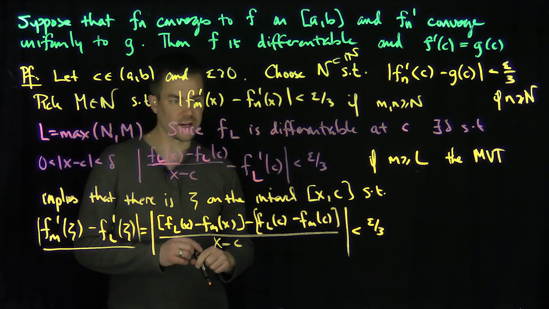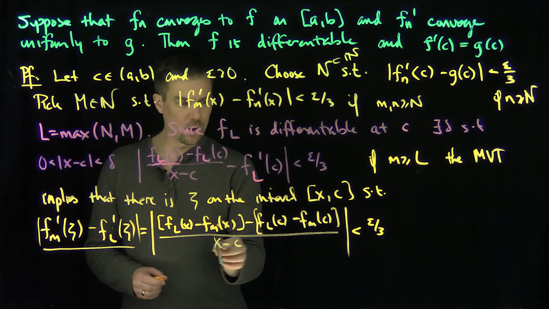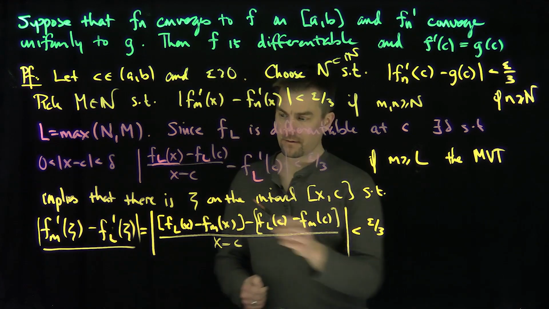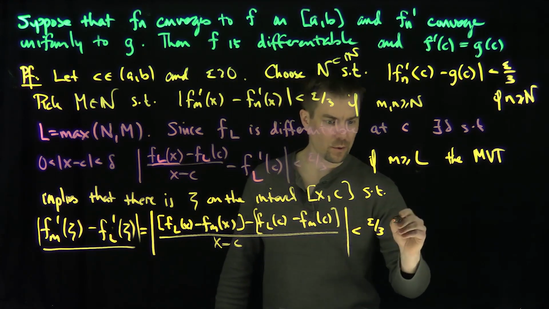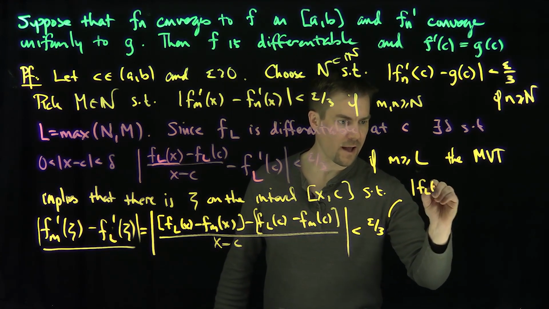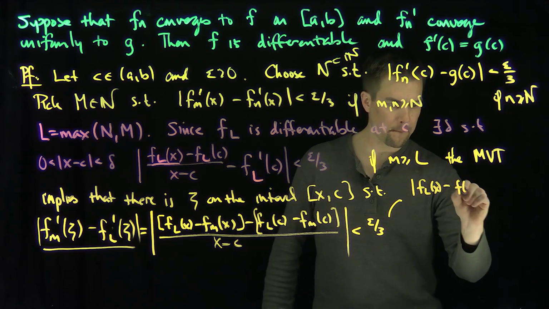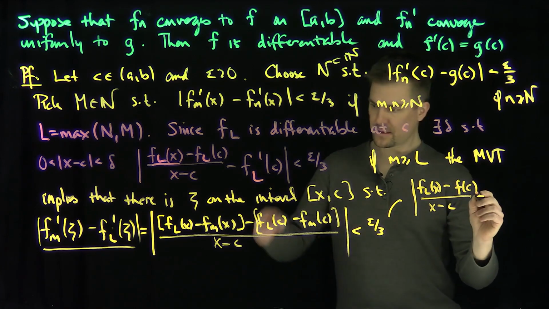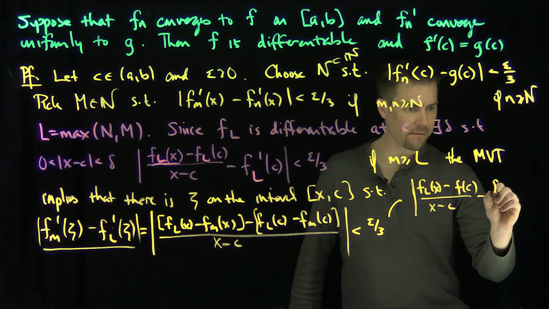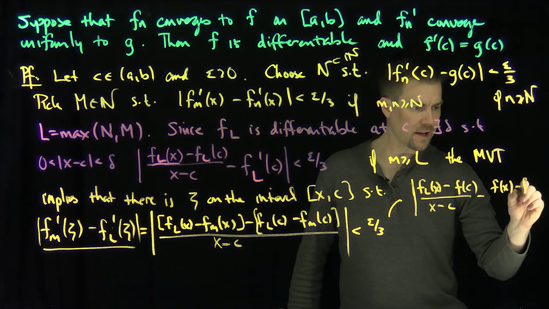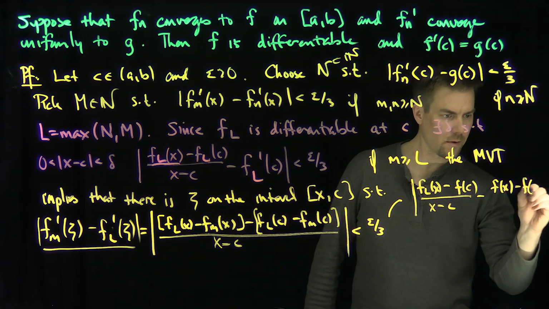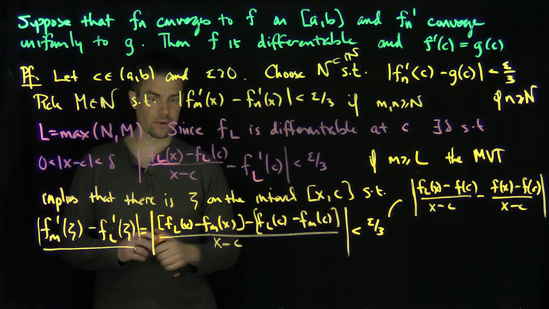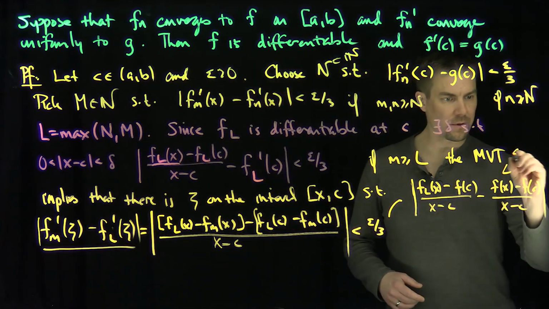And so now here's the kicker. What I can do is pass to the limit, right? I can let m go to infinity in this expression. If m goes to infinity, what we have over here is f_L(x) minus f_L(c) over x minus c, minus f(x) minus f(c) over x minus c. Okay, it's less than epsilon over 3 still. So this whole thing over here is less than epsilon over 3.